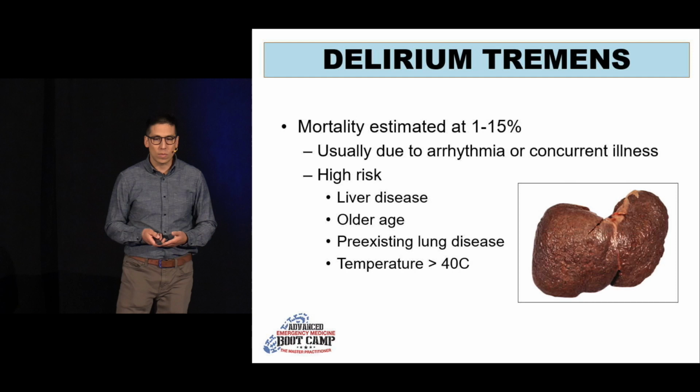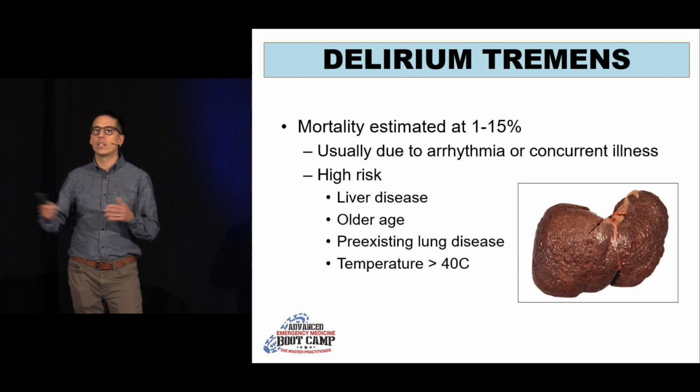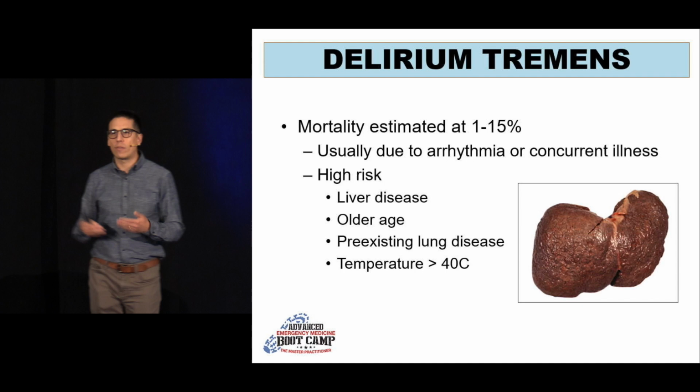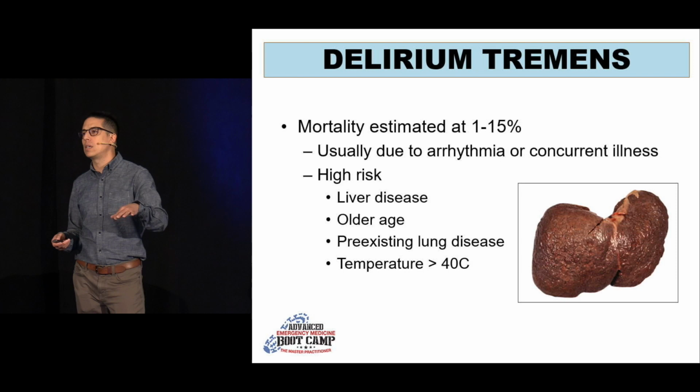So nowadays, mortality is somewhere less than 15%. That's much better than we used to do in the bad old days. And it's usually due to dysrhythmias or some concurrent illness, like you're in the hospital with DTs, you get a lot of sedation, you get pneumonia. High risk, as you can imagine, if you have concomitant liver disease, if you're old, if your lungs are terrible, or if you have a temperature greater than 40, which is probably not a marker of DT severity, it's probably a marker that you have something else bad besides DTs that wasn't treated, like pneumonia or sepsis.